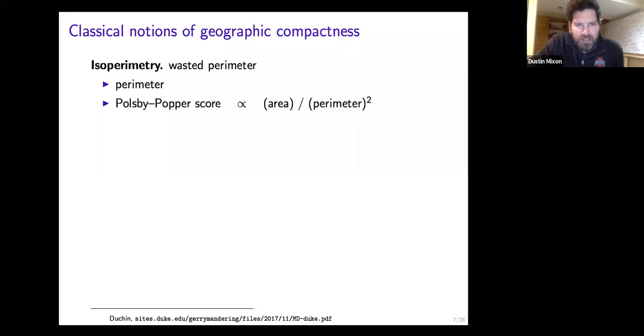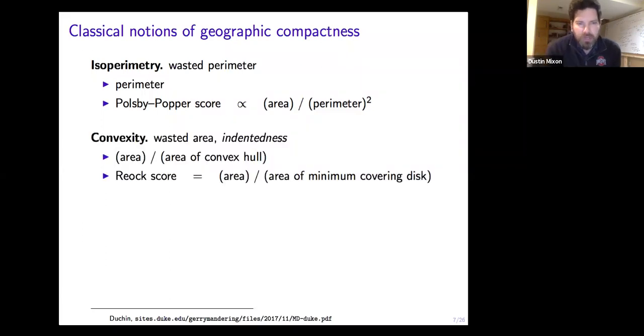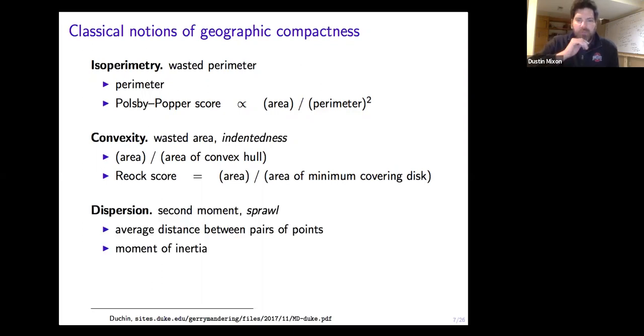Cool, and that's the Polsby-Popper score. Another notion pertains to convexity: how much does the shape look like its convex hull? So you compare areas to come up with a number. You could also look at the minimum disk, the smallest disk that covers the region, and compare areas there. Another way is to compute moments, like what's the moment of inertia of this thing?